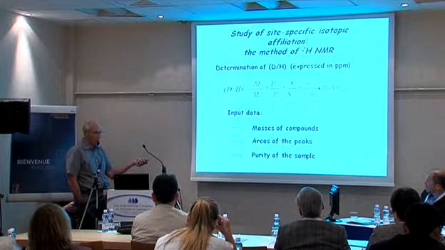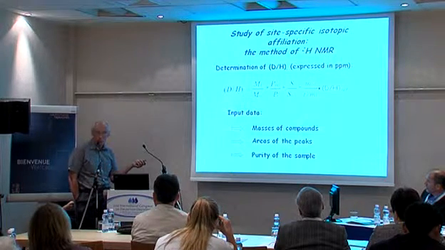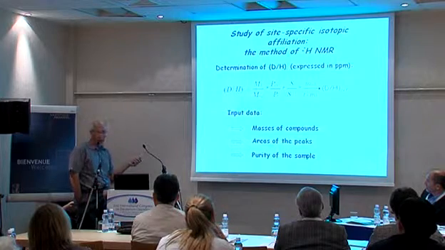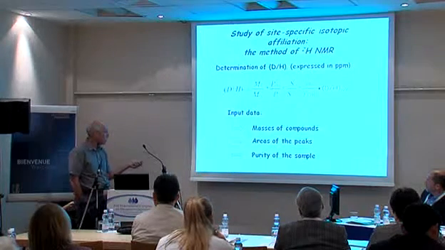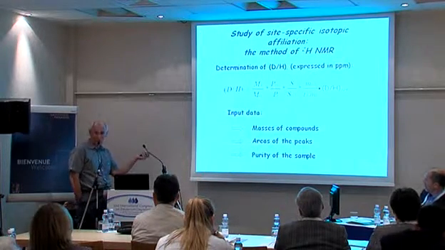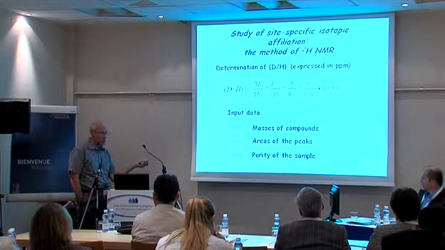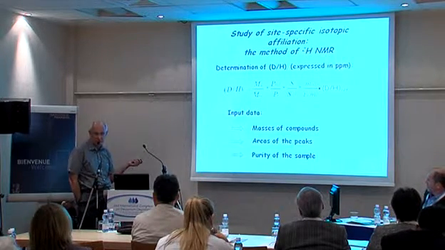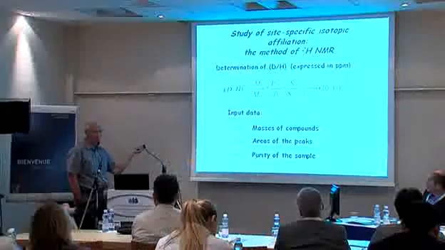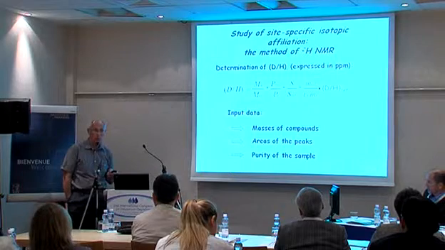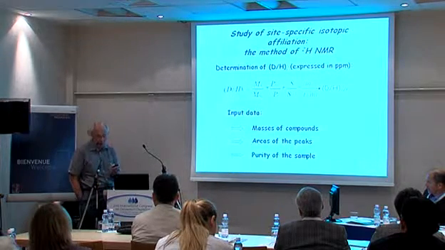And then we need to know the mass of the compound we've got present, both the analyte and the reference. We need to know the areas of the peaks. This, of course, is just done gravimetrically. This is obtained from the NMR spectrum by curve fitting. And we have to know the purity of the sample, and that's obtained by standard chromatographic techniques. From those, we can calculate, using a simple formula, the ratio at each position that's resolved in the spectrum that we're looking at.